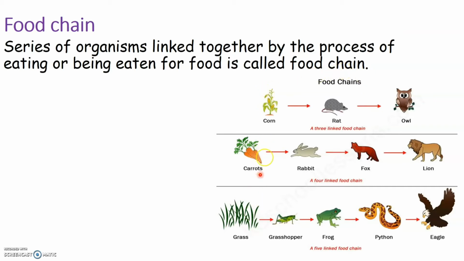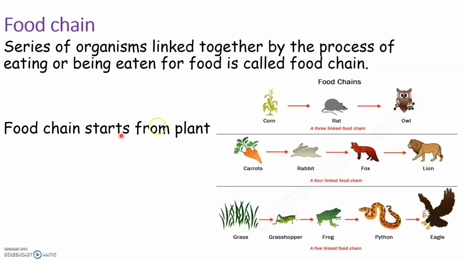Now look into each of these food chains. Here we see that this food chain, the first one, starts with a corn plant. And the second one starts with a carrot plant. And the third food chain here, as you see, grass, which is eaten by grasshopper, and grasshopper is eaten by a frog, frog by a snake, and snake by an eagle. So again, it starts with grass. So always remember, food chain always starts from plants. In all these three cases, each food chain starts from a plant.